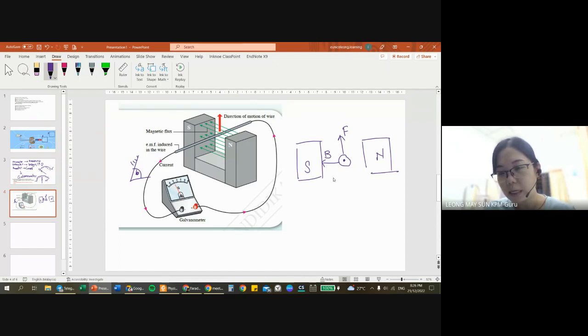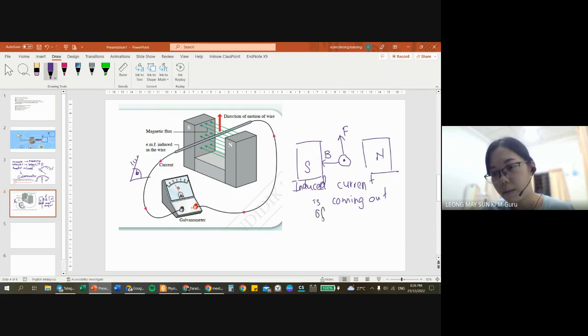So what I'm seeing is that the induced current is coming out of the paper. I hope you guys actually got that. If it's coming out of the paper, which means that my current flow is actually this way, because this is the point of view that we're looking at. So we see the arrow coming out. So you see the dot.